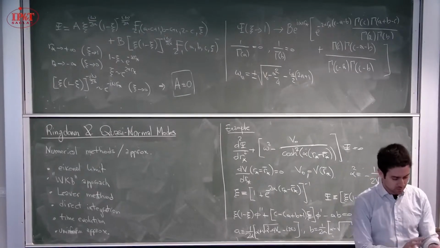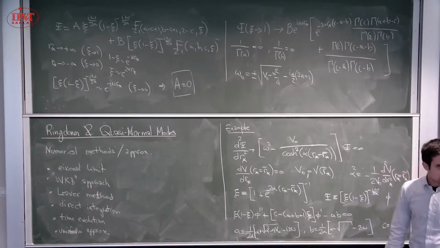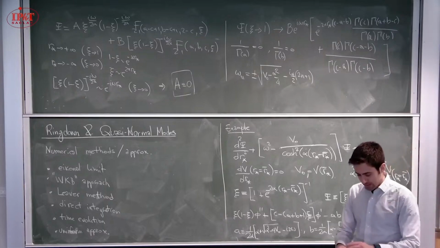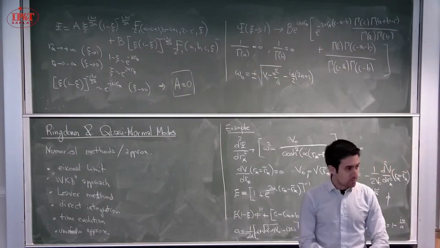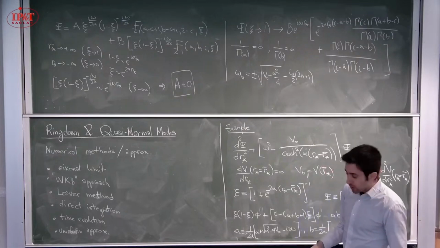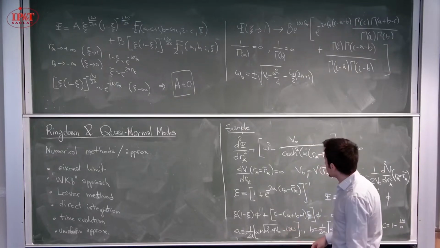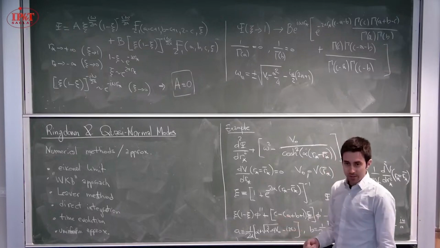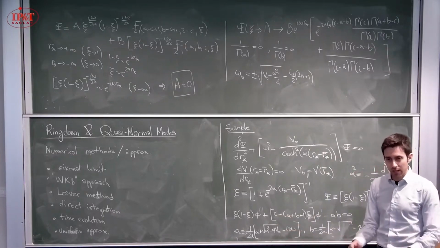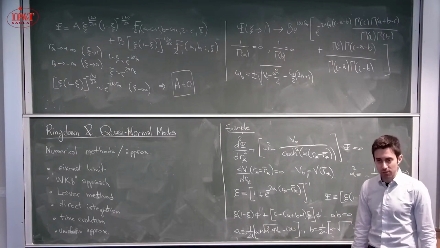I have a question. Direct integration means numerical direct integration? Yes. Time evolution is also numerical. And the eikonal limit? Well, you take the limit in which L, the quantum number L, is very, very large, so you can drop some terms in the potential in such a way that it becomes exactly solvable.